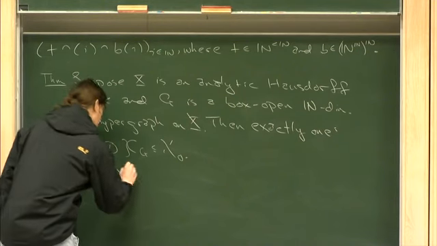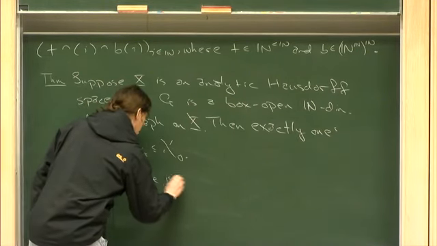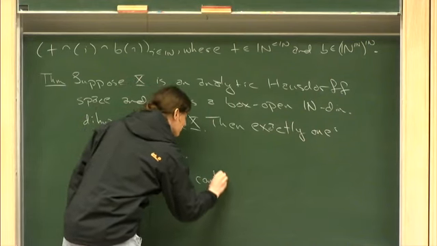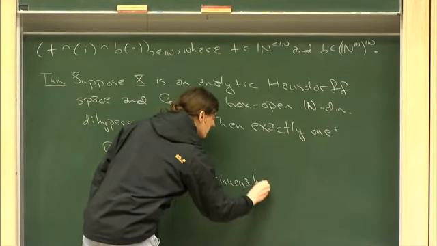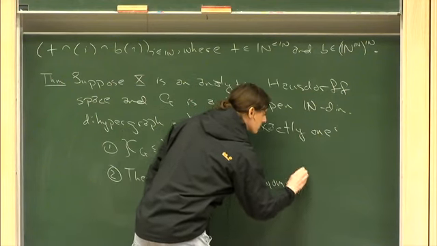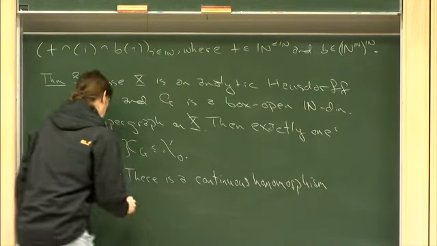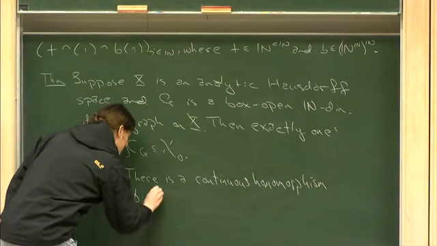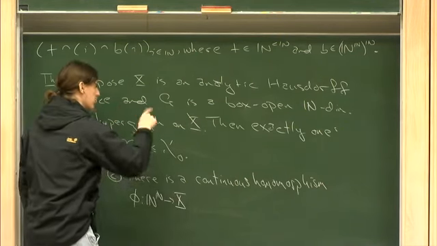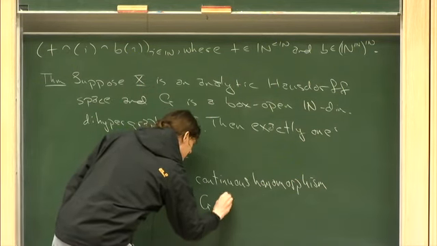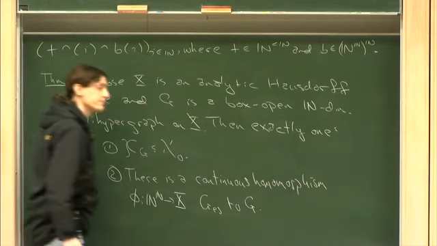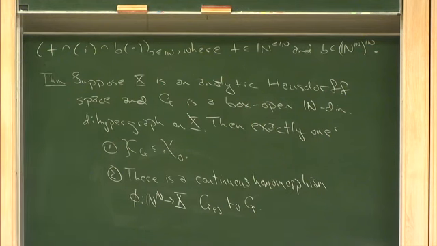Or two, there's a continuous homomorphism, so this is a map phi from Baire space to X. It's a homomorphism from G_ES to G. And the proof of this is identical to the proof of the open graph dichotomy. So this is nothing deep. This is just as easy to prove as the perfect set theorem. So this is an example of the easiest sort of dichotomy theorem to prove in descriptive set theory.